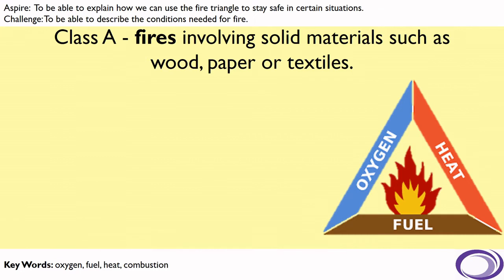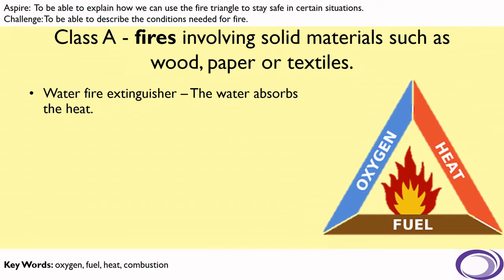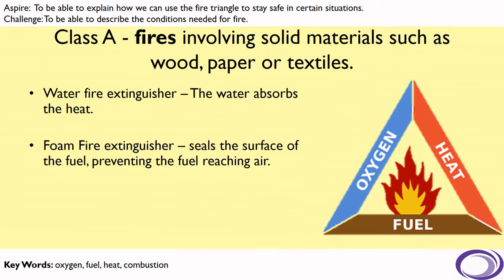Now Class A fires involve solid materials such as wood, paper or textiles. The way they are typically treated is by using a water fire extinguisher. Now this works by the water absorbing the heat and taking away the heat from the fire triangle.